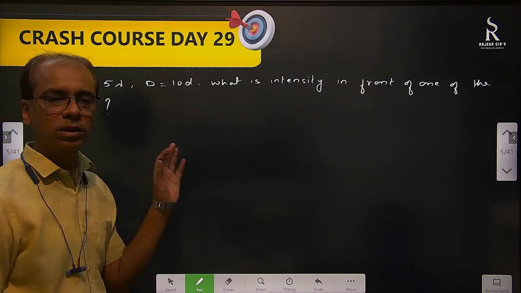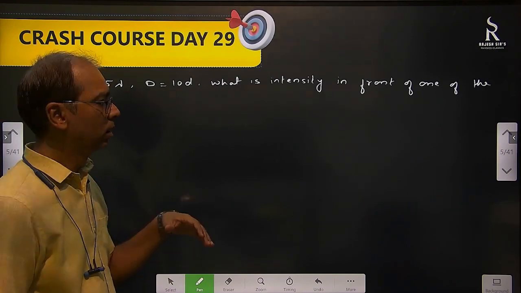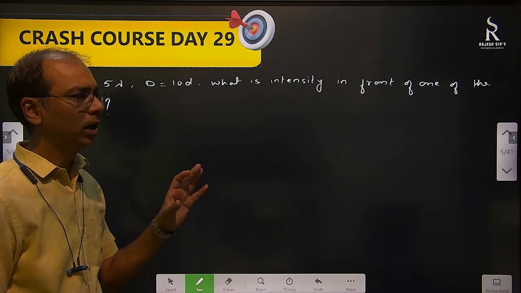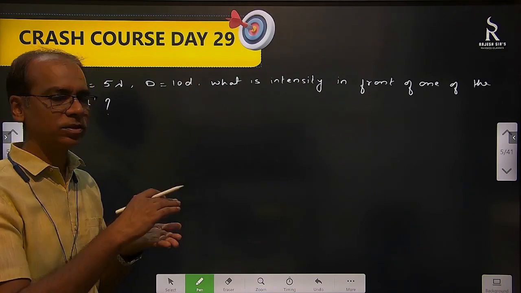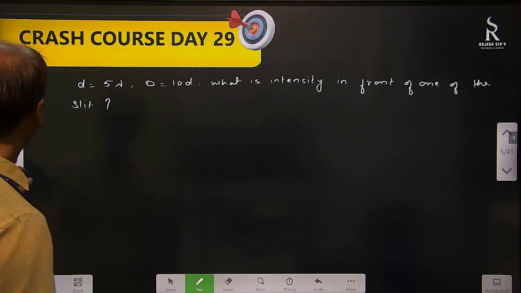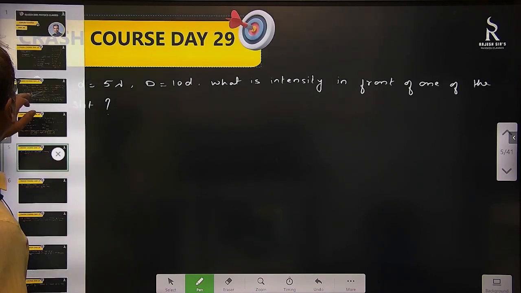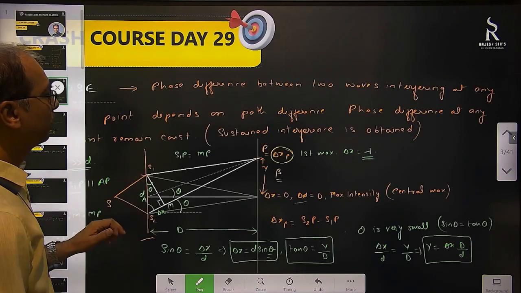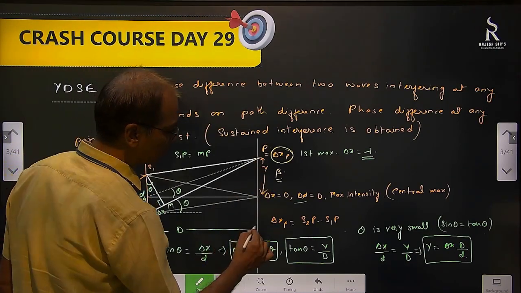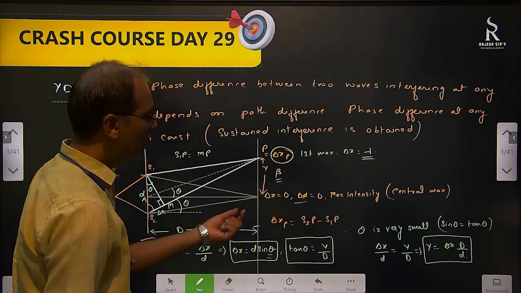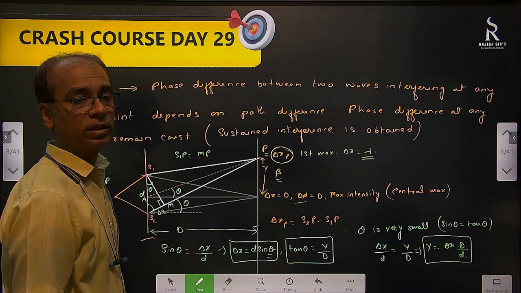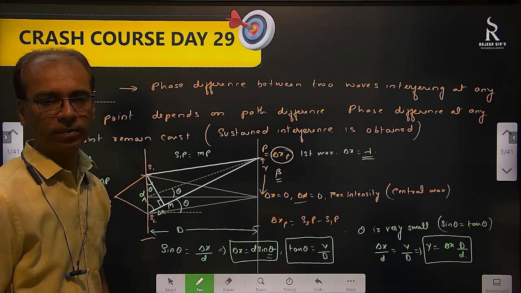Now there is a question on this. As I told you, when you have YDSE, this kind of pattern will be there throughout on the screen, so that you can see it whenever you want. There will be first maxima, second maxima, third maxima. Below also first maxima, second maxima, third maxima. If this is the central maxima, this is the first maxima, so here also there will be a first maxima. Whatever is above the central maxima, the same identical pattern will be below also. That is called sustained interference.